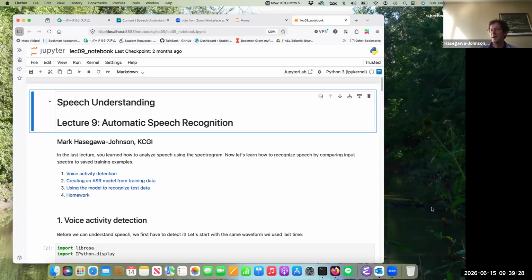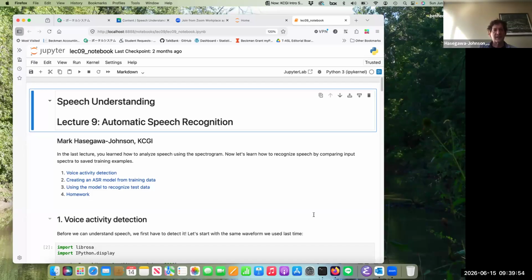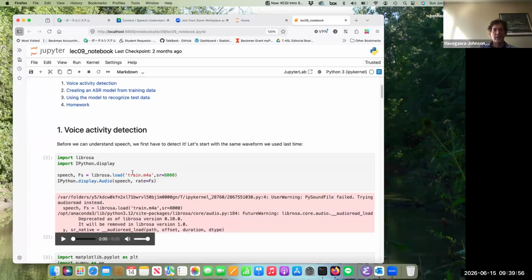We'll take spectrograms of vowels and we will average them in order to create an average Fourier transform of a vowel. And we'll use that average Fourier transform as a template. And then we'll look through a test utterance and try to find out which vowels are contained in that test utterance by matching frame by frame against the vowel templates that we have available. So let's get started. Let's start out with voice activity detection.